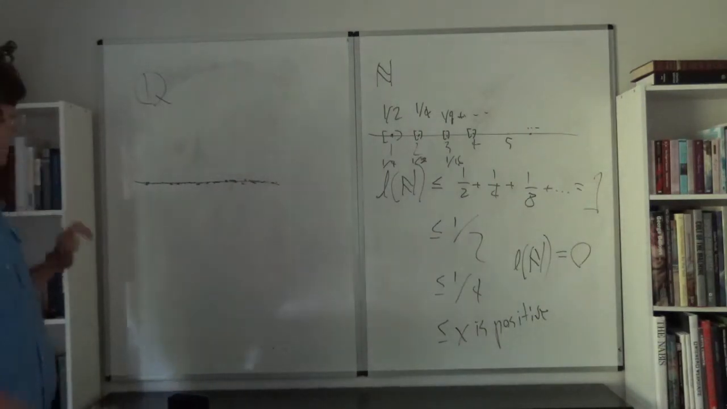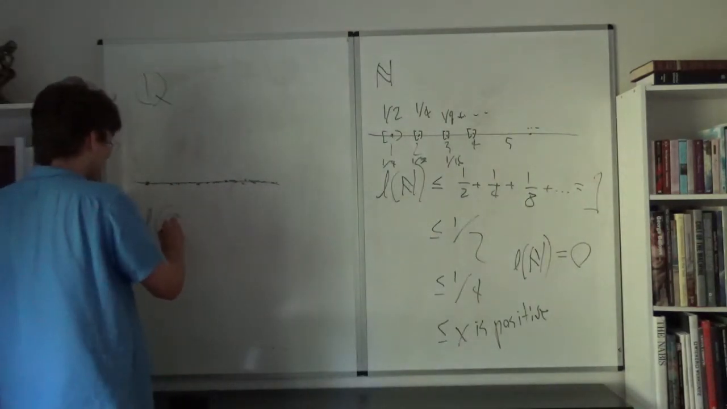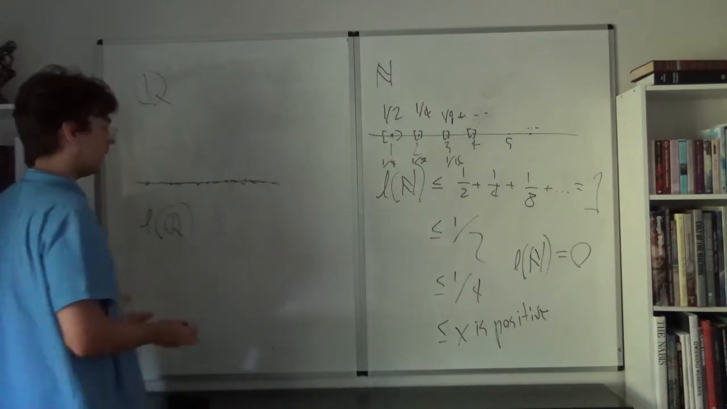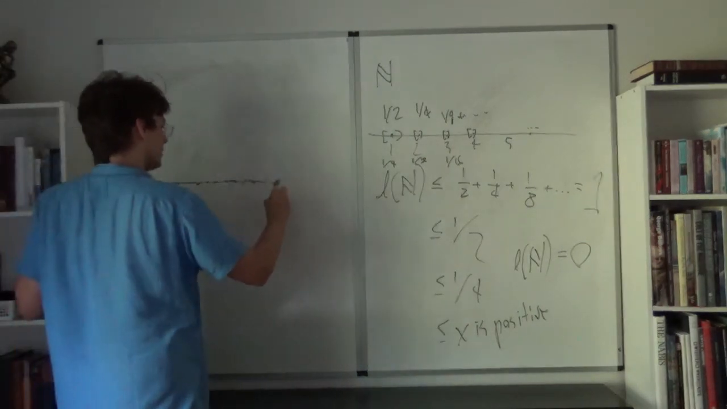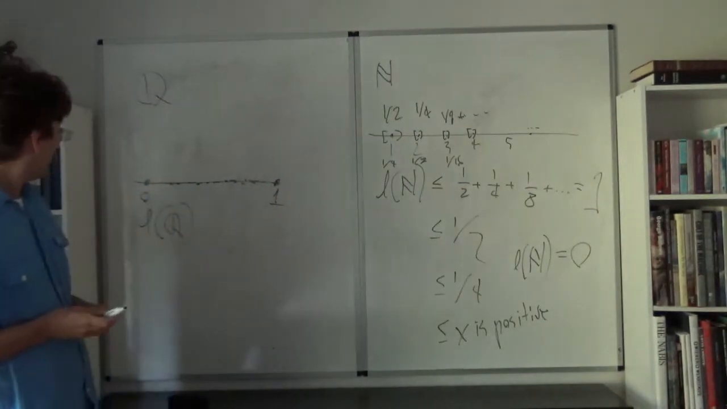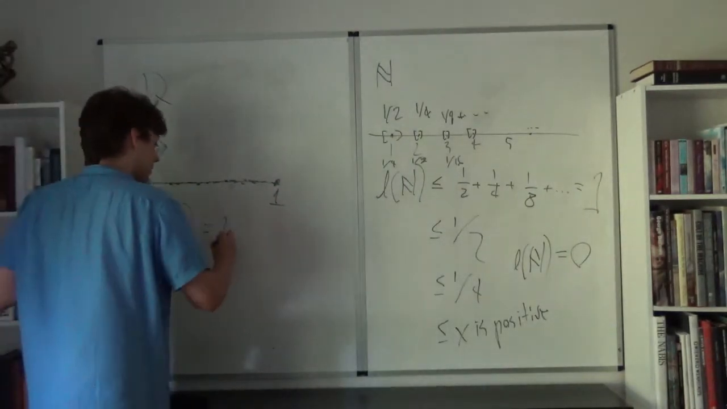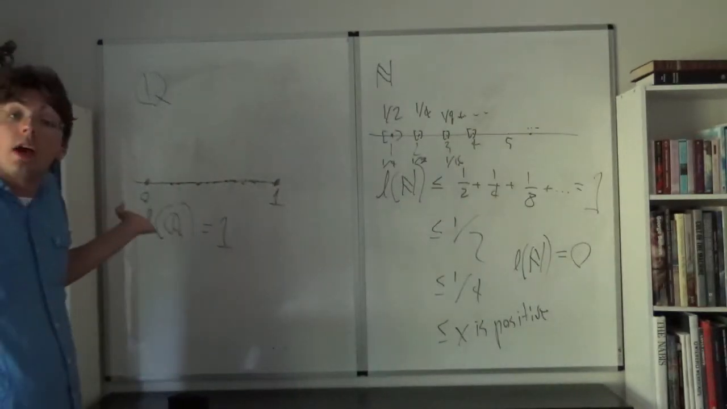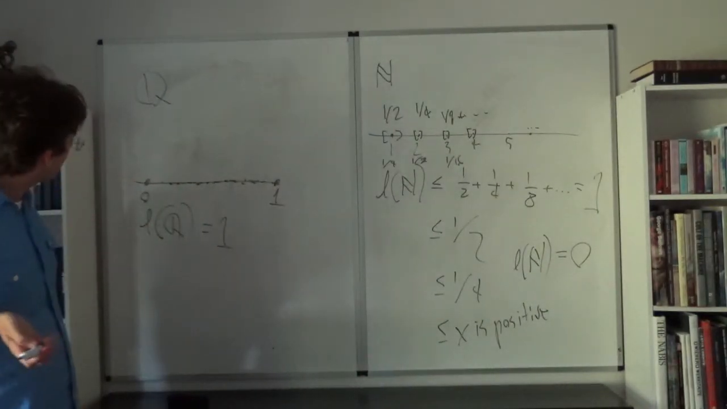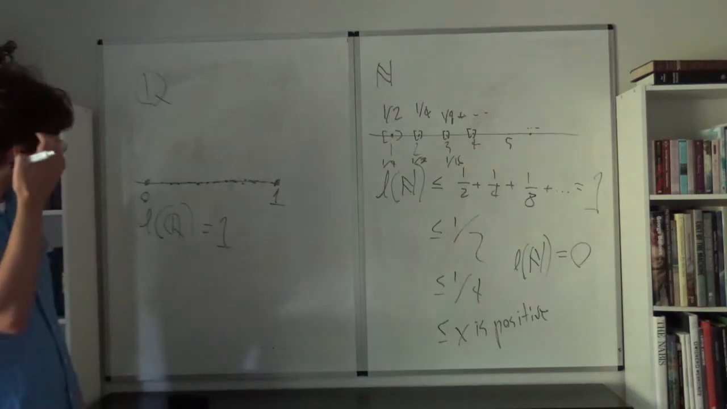What is their area, right? What is the area of the rational numbers? Now, let's make this a little more straightforward. Let's say the rational numbers on the interval 0 to 1. You want to say 1, right? Because they're everywhere. They're every single where. So, what do you do?